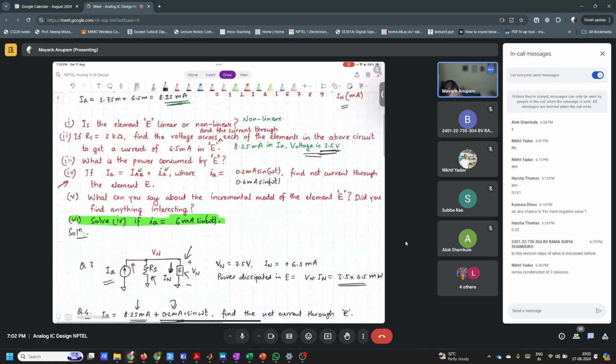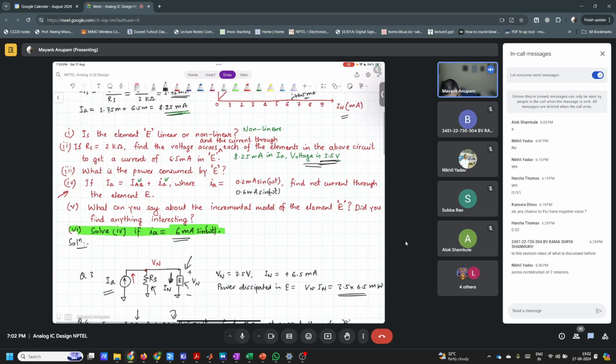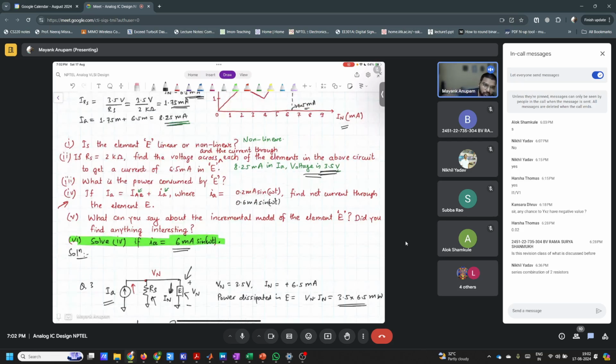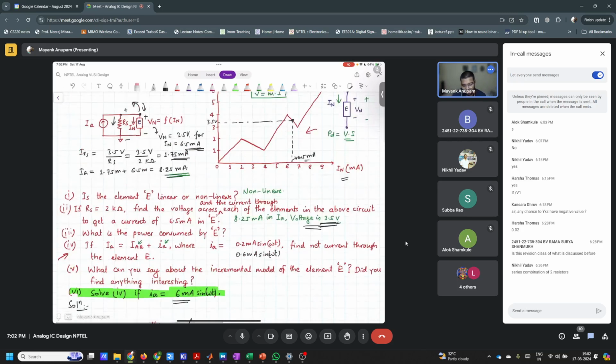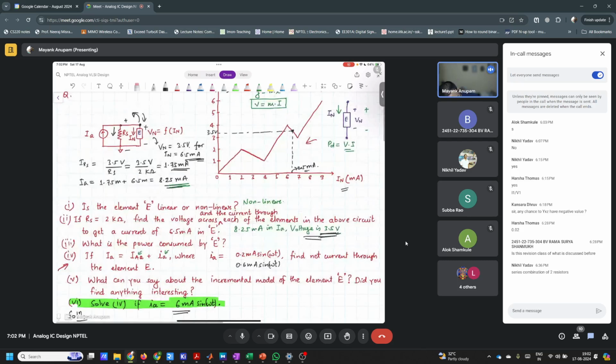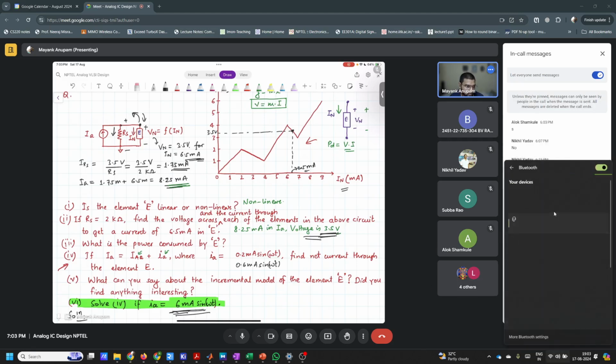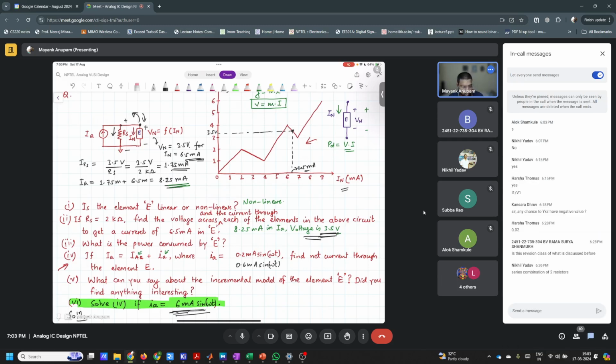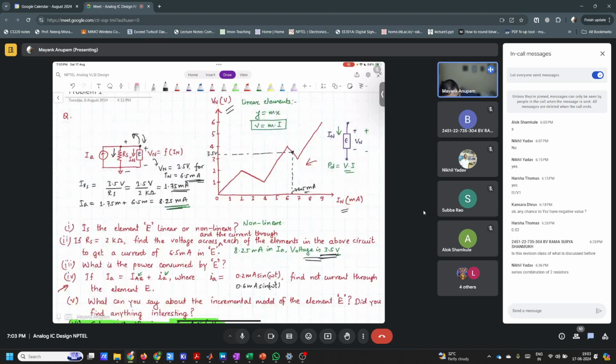Here the problem is that because of the 6 milliamperes, the incremental current is so high that your quiescent point will be completely disturbed. You see, your quiescent current is how much? 6.5 milliamperes. If you apply a large current of 6 milliamperes over this quiescent point of 6.5 milliamperes, you can see that the whole operating point will go completely like this, right?